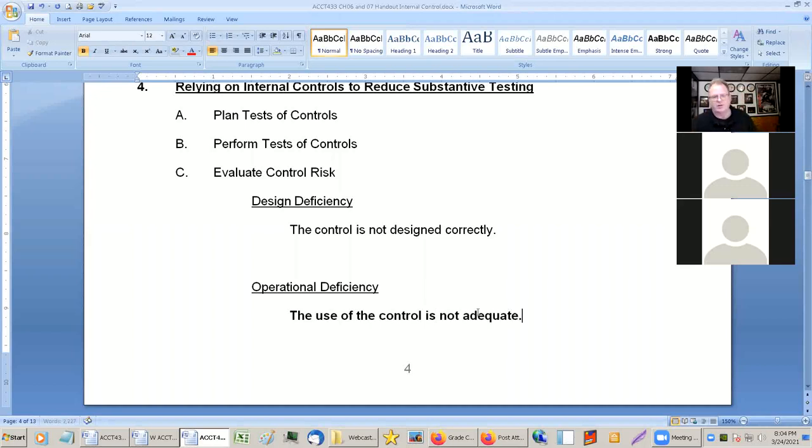Use of the control is not adequate. In other words, how they're using it is not appropriate. However they're using the control, if it foils the control, it doesn't work anymore, whether it's through ignorance or whatever. That's a good question. Yeah.